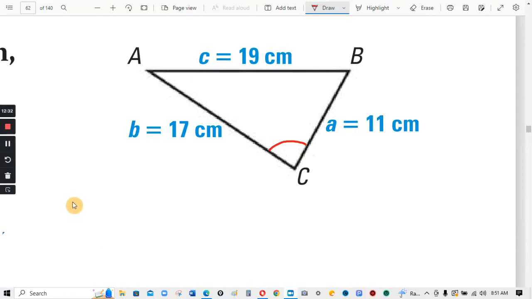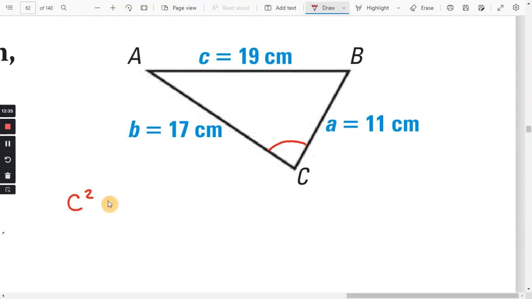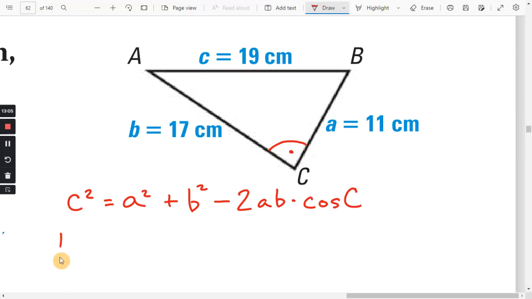Pythagorean theorem: c squared equals a squared plus b squared, and then minus 2ab times cosine of C. All right. So in this case, we don't have to change any letters because we're looking for angle C. So that works out perfectly. C is 19, so c squared is going to be 19 squared. a squared is going to be 11 squared. And b squared is going to be 17 squared.